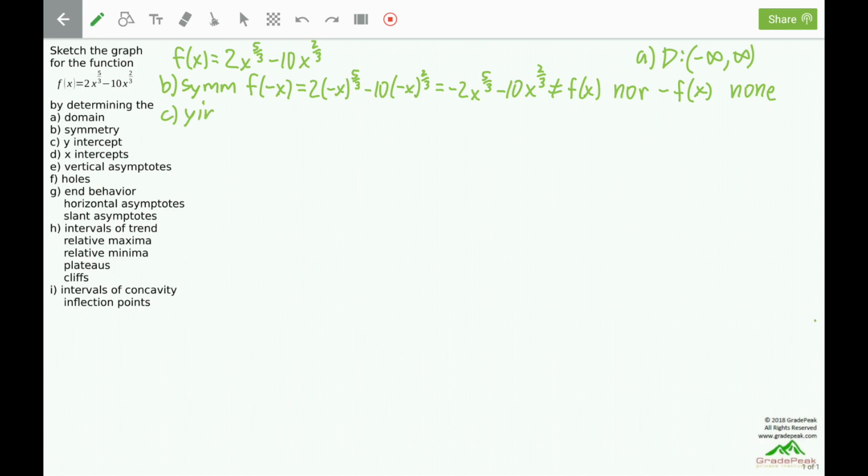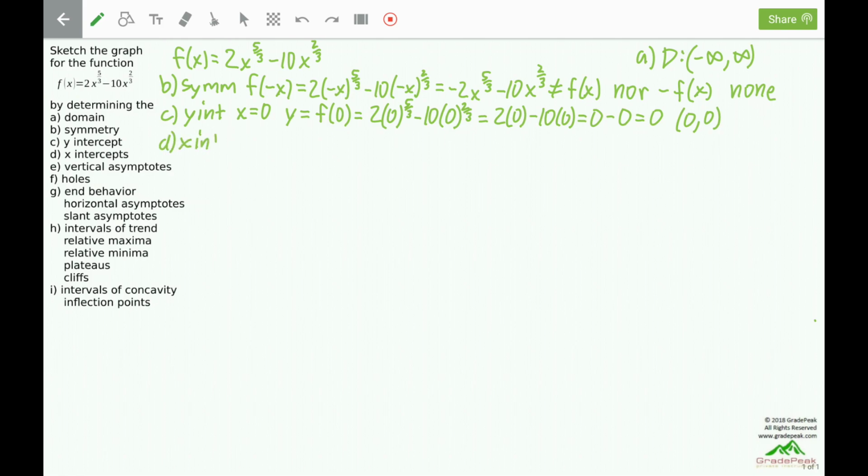For part C, we will determine the y-intercept. This is the point where the graph crosses the y-axis, defined by x equals 0. We can find the corresponding y-coordinate by plugging the x-coordinate 0 back into the original function. y equals f of 0, which is 2 times 0 to the 5/3 power minus 10 times 0 to the 2/3 power. 0 raised to any non-zero positive power is 0, so this will be 2 times 0 minus 10 times 0. 2 times 0 is 0, minus 10 times 0 is 0, 0 minus 0 is 0. We had an x-coordinate of 0, and we found a corresponding y-coordinate also of 0. So the origin is the y-intercept.